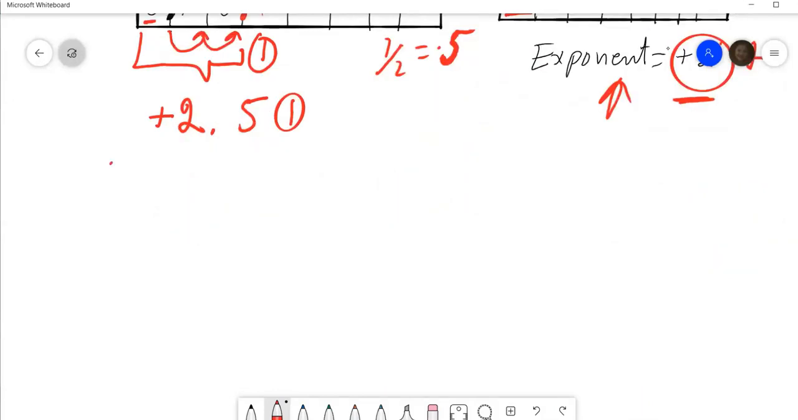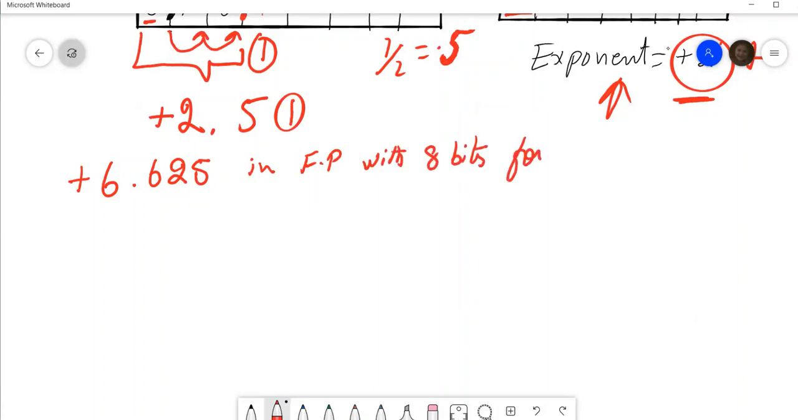Like I want to represent a positive 6.625 in a floating point with 8 bits for mantissa and 8 bits for exponent.